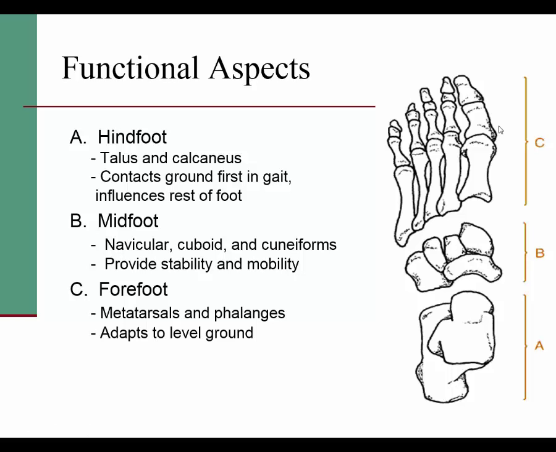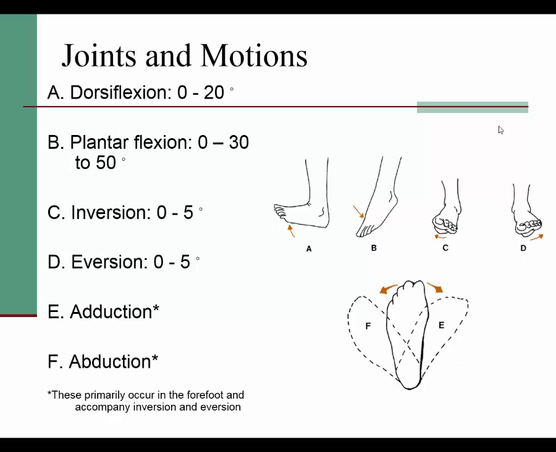Joints and motions. So this is a little different than what we had you all learn last year if you took this class last year. For dorsiflexion, your angle of range is going to be from 0 to 20 degrees. Dorsiflexion is when we bring our toes towards the ceiling. Plantar flexion, this is when we point our toes downward. This runs anywhere from 30 to 50 degrees. So you'll start at a neutral position, and when you point your toes downward, 30 to 50 is considered normal range.